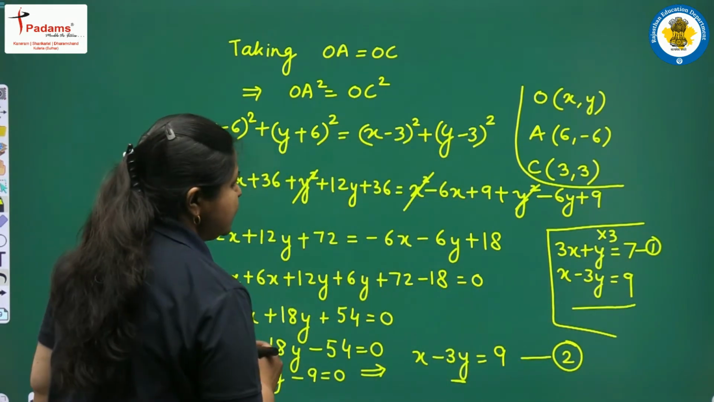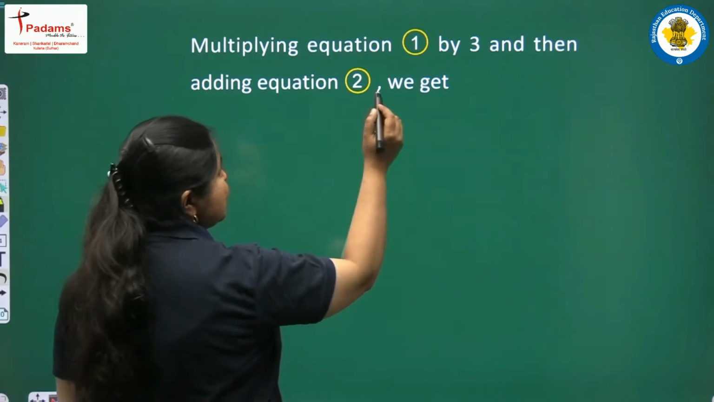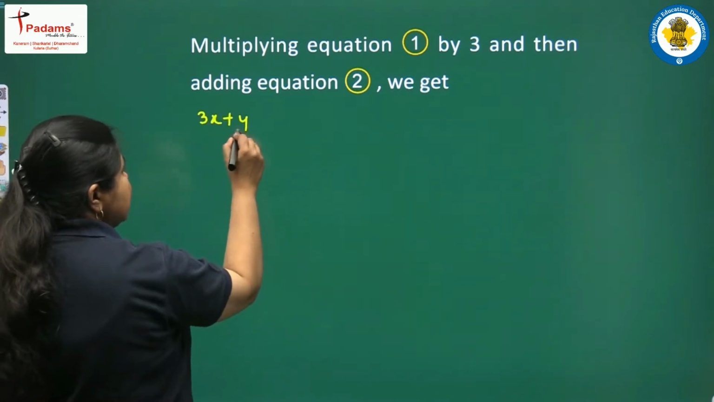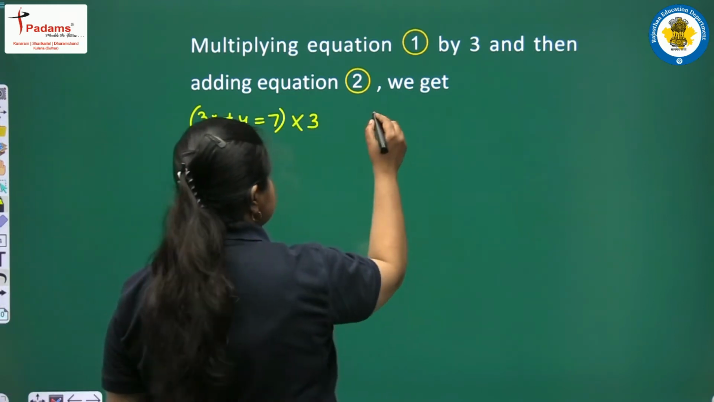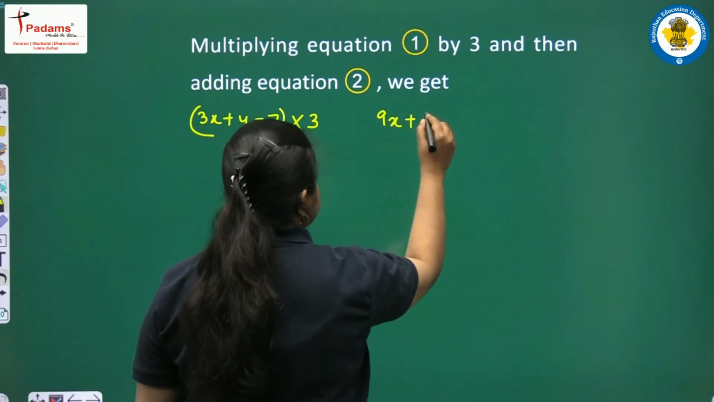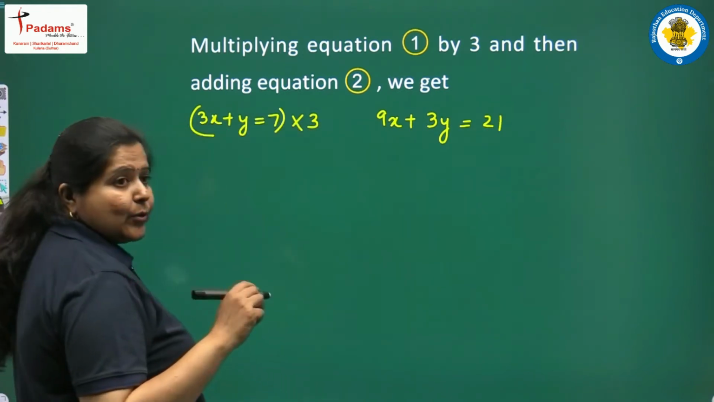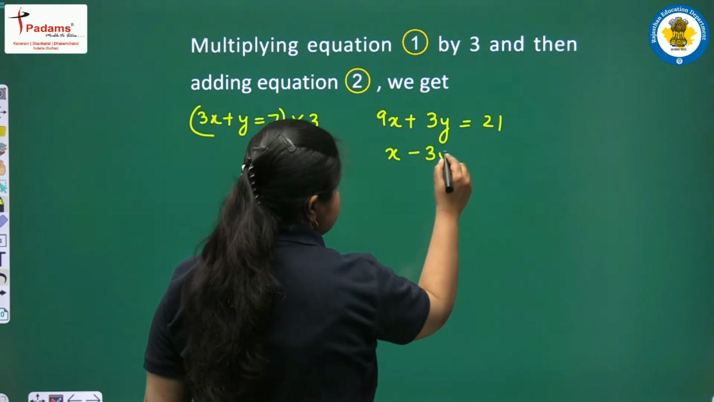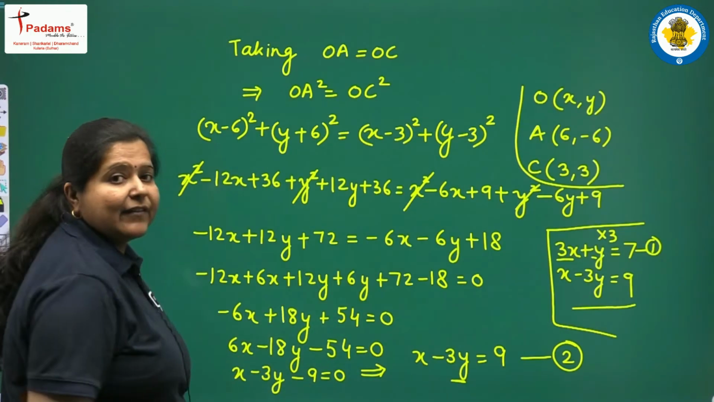So we can write here multiplying equation 1 by 3 and then adding equation 2. We get first equation is 3x plus y equal to 7. इस पूरी equation को हम 3 से multiply कर रहे हैं. So it will become 9x plus 3y equal to 21. Then we are going to add the second equation to it. It is x minus 3y equal to 9. As you can see, x minus 3y equal to 9.